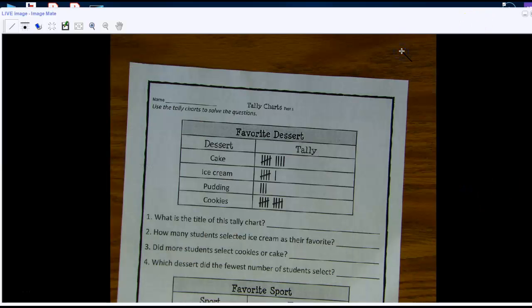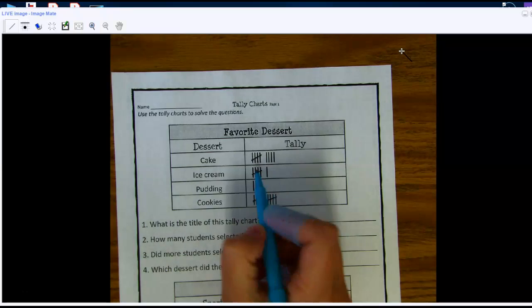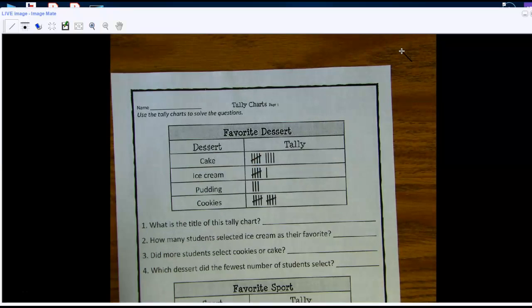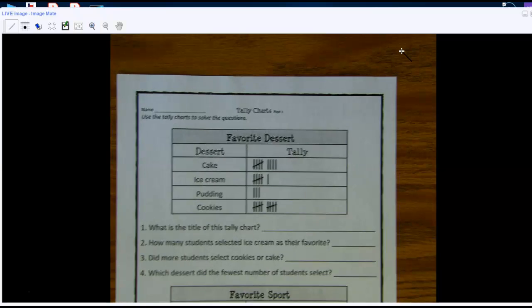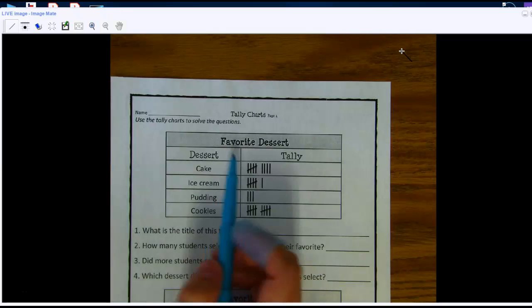Okay. So a tally chart has little tallies or marks for each vote. And whenever we get 5 votes, we make a bundle. 1, 2, 3, 4, and then we go across. So then we can count by 5s, and that makes it easier to count rather than having to count every little tally.